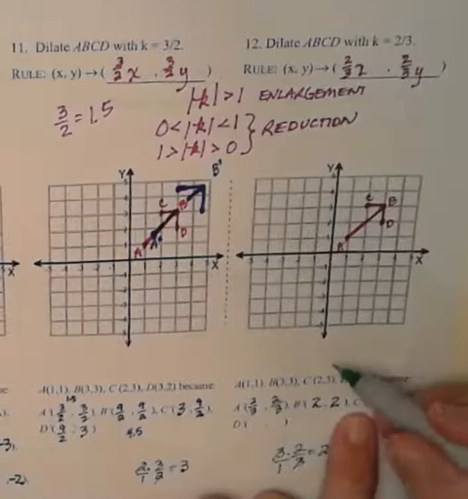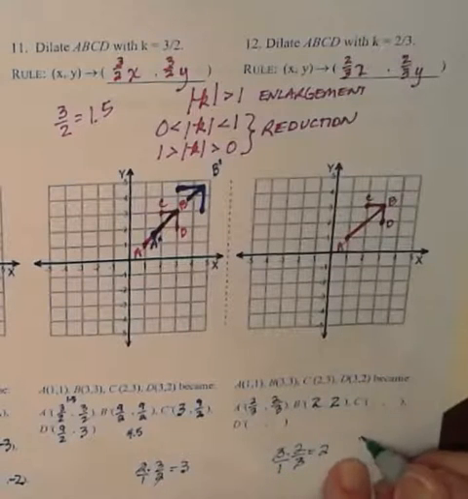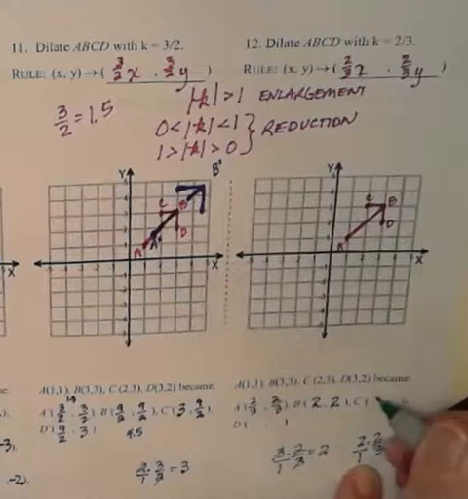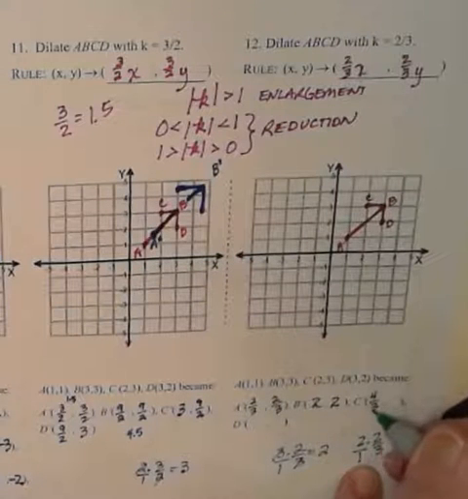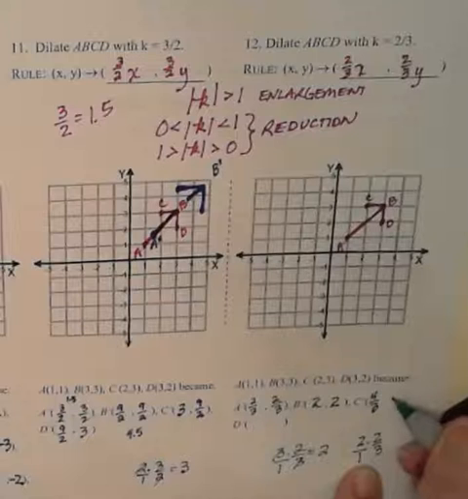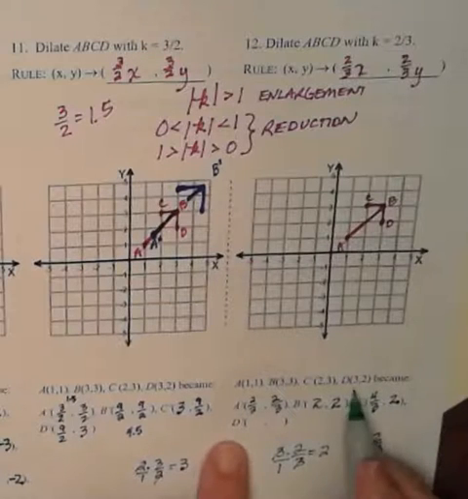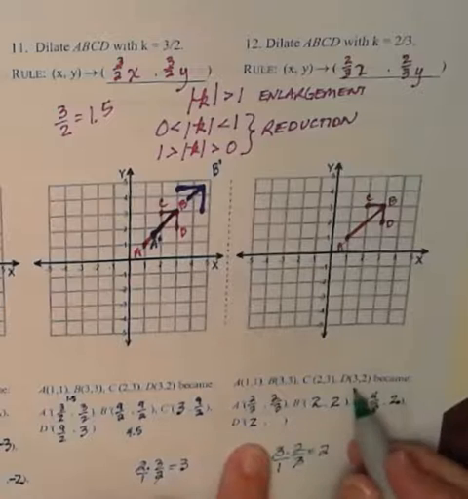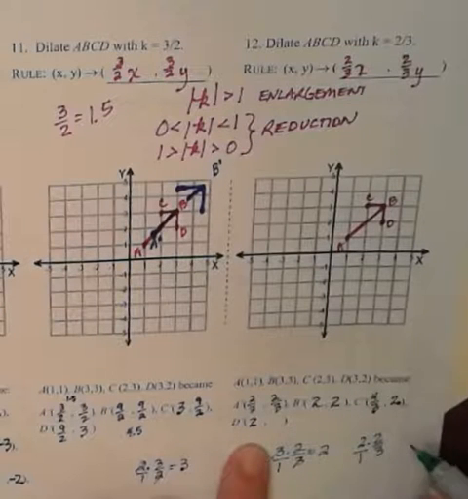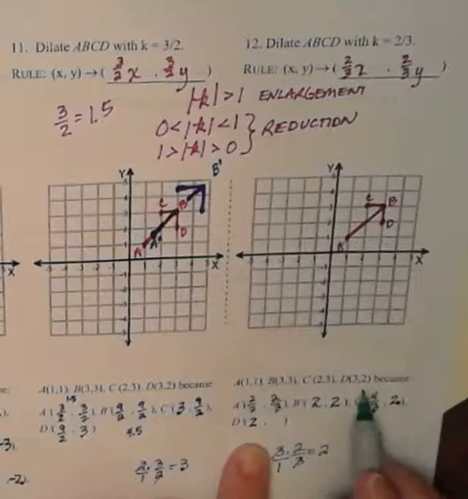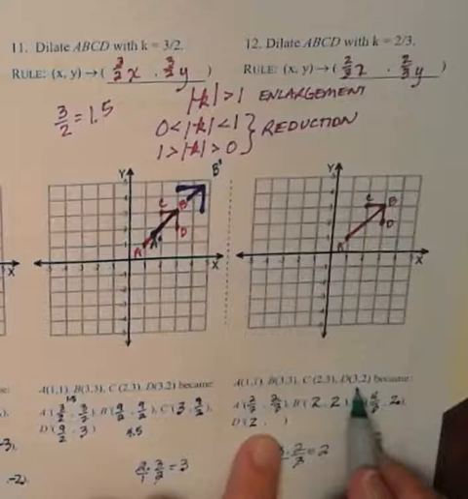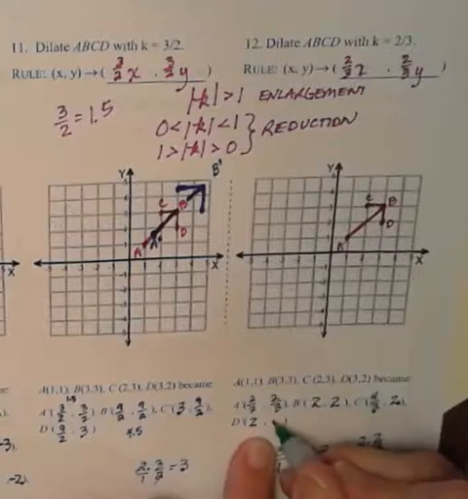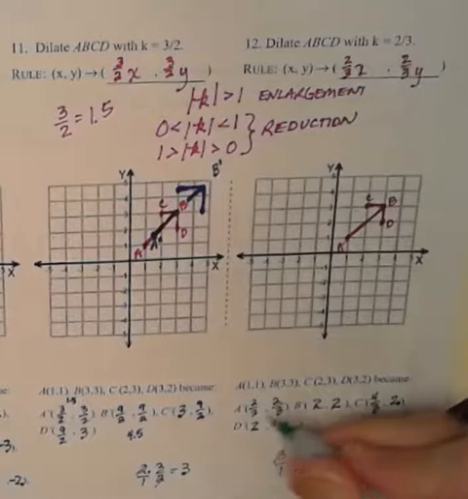Here for C prime, again we have 2 times 2/3, which is the same as 2 over 1 times 2/3, so that's 4/3. But 3 times 2/3 we already said was equal to 2. And here we're going to get our 2 again, and our 3 times 2/3. Am I saying that right? 3 times 2/3 is 2, and we're going to do our 2 times 2/3, which is 4/3.